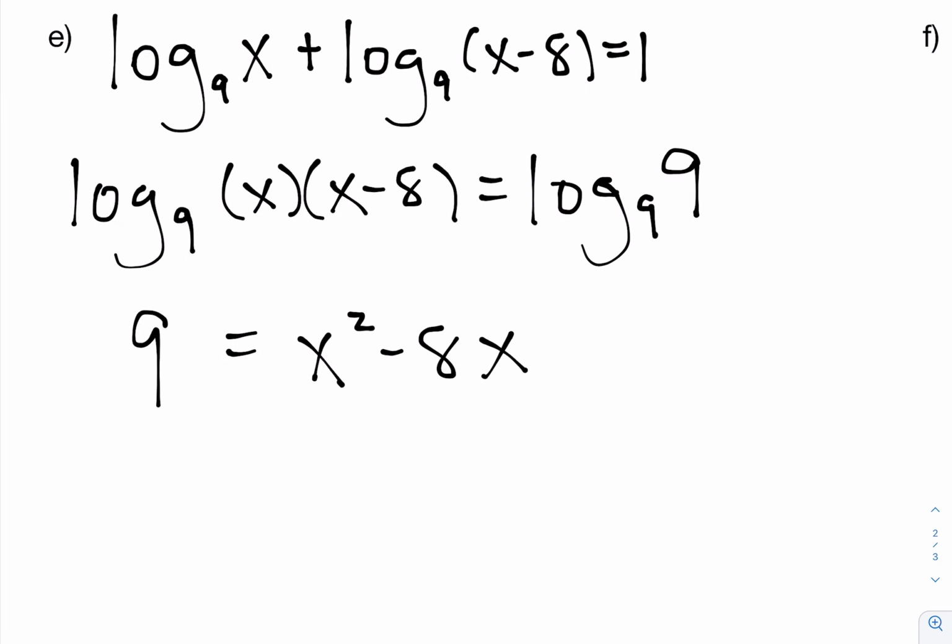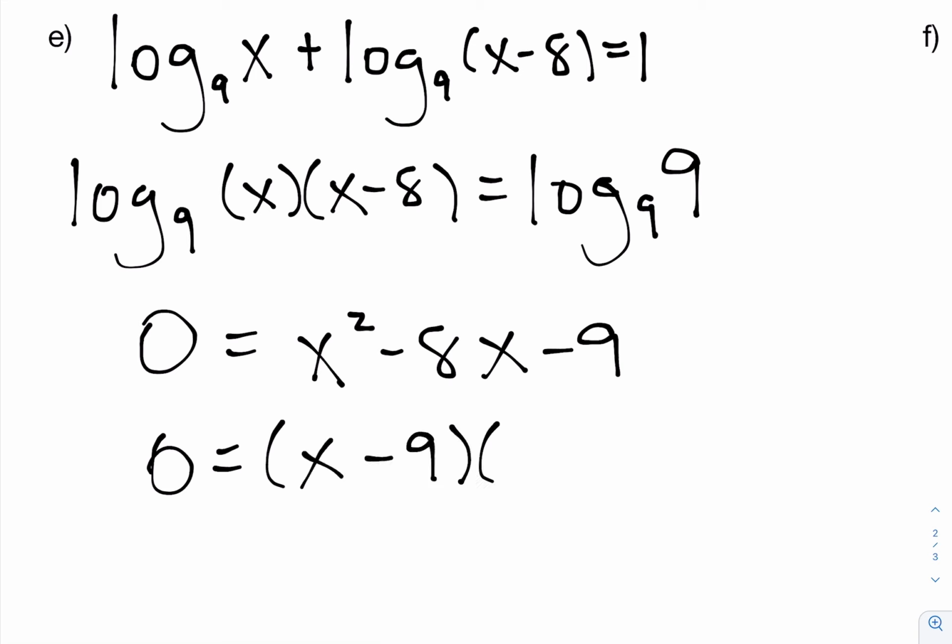Okay, so now what we want to do is move that 9 out of the way, get one side equal to 0. Okay, and now we just factor. So 0 is equal to x minus 9, right, and x plus 1. So that means that x must equal 9 or negative 1 if we set them equal to 0.